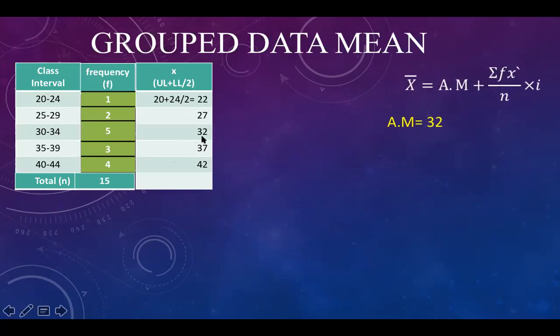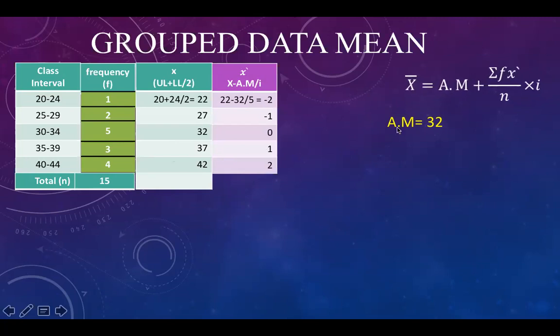Now we have to find the deviation from the assumed mean. To find the deviation from the assumed mean, we have to subtract the assumed mean from the midpoint and divide it by the size of the class interval. i is the size of the class interval. Here the size of the class interval is 5, 25 minus 20 is 5. So calculate this deviation from the assumed mean for each class.